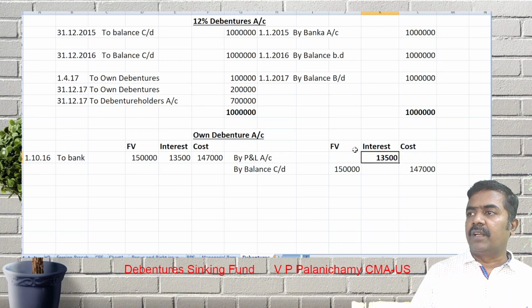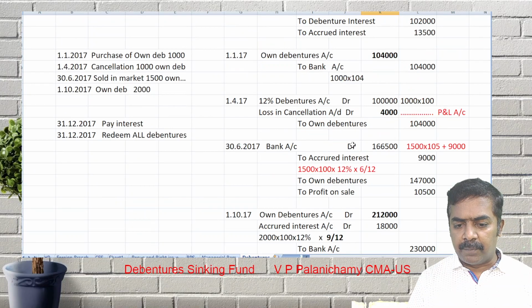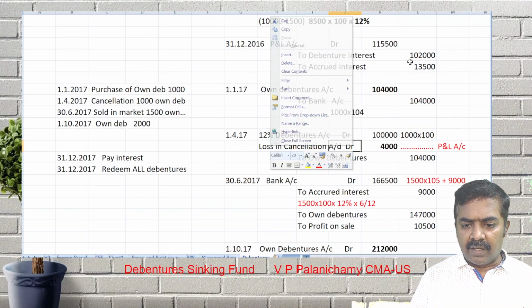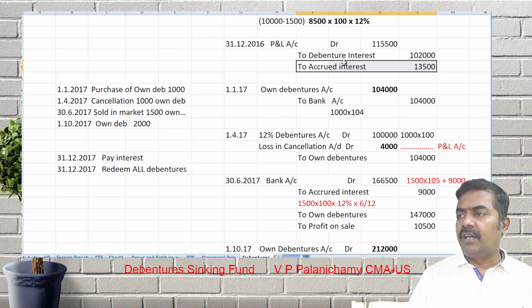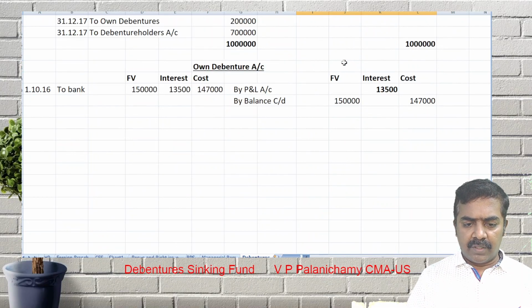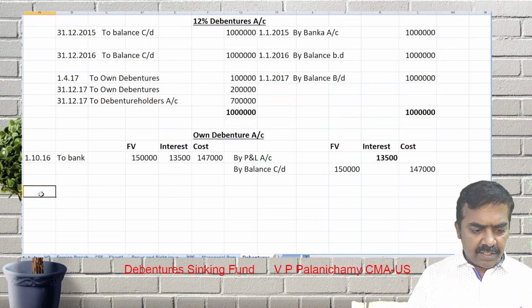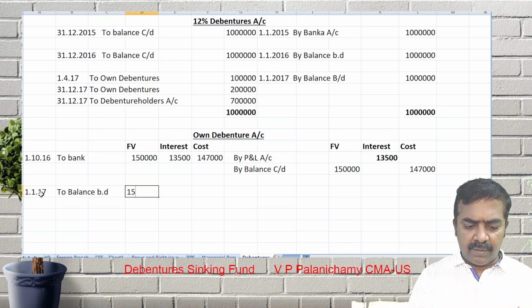Interest is transferred to what? P&L account. We would have passed the entry too, look here. P&L account debit to debenture interest. Accrued interest is transferred. Okay. Next year 1/1/2017 to balance brought down. How much is the debentures face value? 1,50,000.